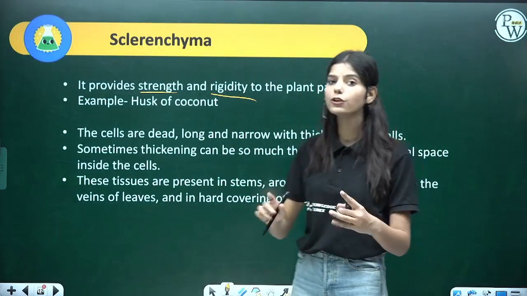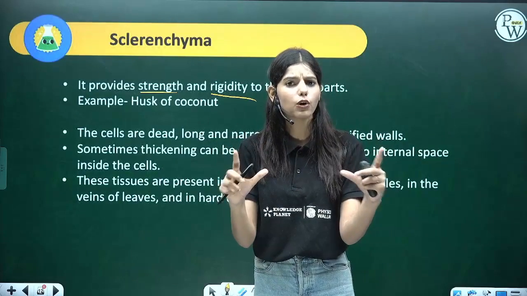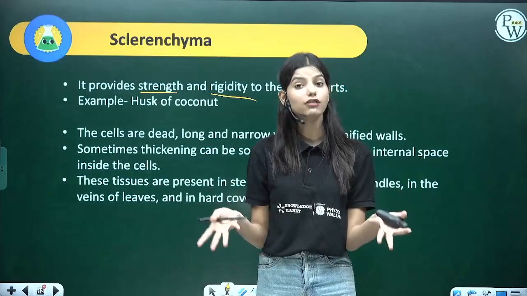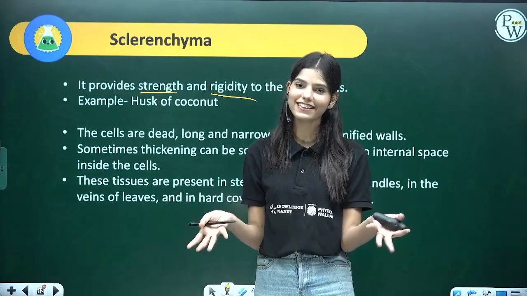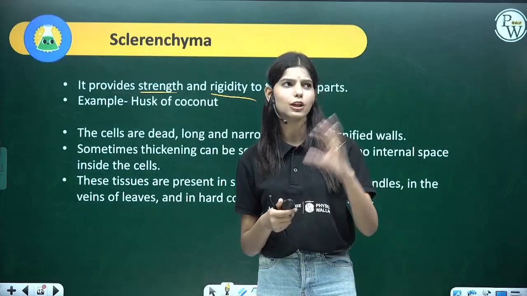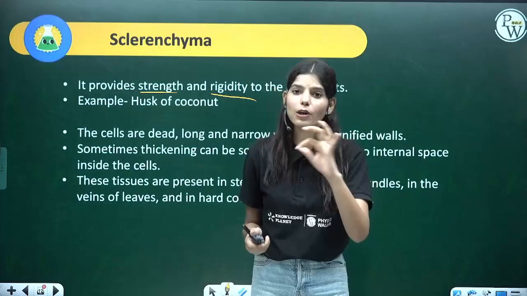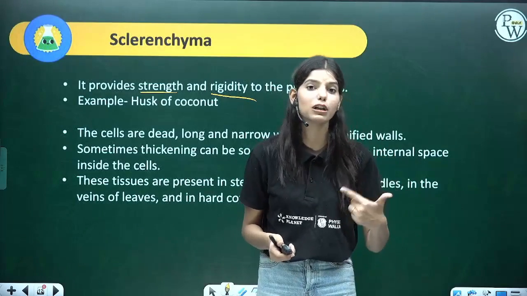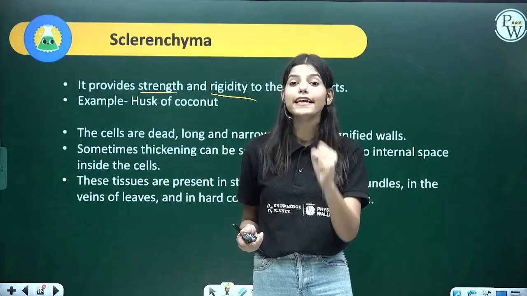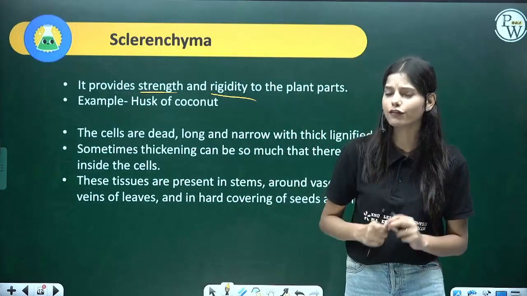For example, you might have seen the brown covering of the coconut. This brown covering of the coconut has some fibrous structures, and these fibrous structures are nothing but the Sclerenchyma tissue. So Sclerenchyma tissue can commonly be called fibers as well. Sclerenchyma tissue has elongated cells, and these fibers provide strength or rigidity to the plant parts, and you can easily find it in the husk of the coconut.